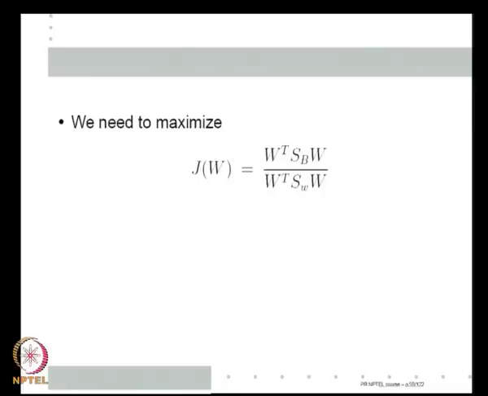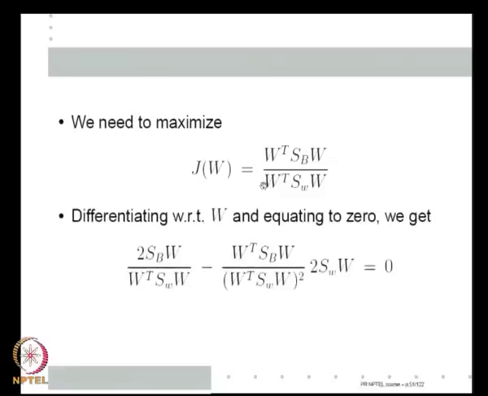So, this is what we want to maximize. If we want to maximize, we differentiate or find the gradient and equate to 0. So, if I differentiate with respect to W and equate to 0, what will I get? I can first do 1 by W transpose SW W into the derivative of the numerator, that will give me 2 times SB W, plus the numerator W transpose SB W into the derivative of 1 by W transpose SW W. I can write it as minus 1 by (W transpose SW W) whole square into the derivative of this, which is 2 SW W. Right. So, just by differentiating this and equating to 0, I get this.